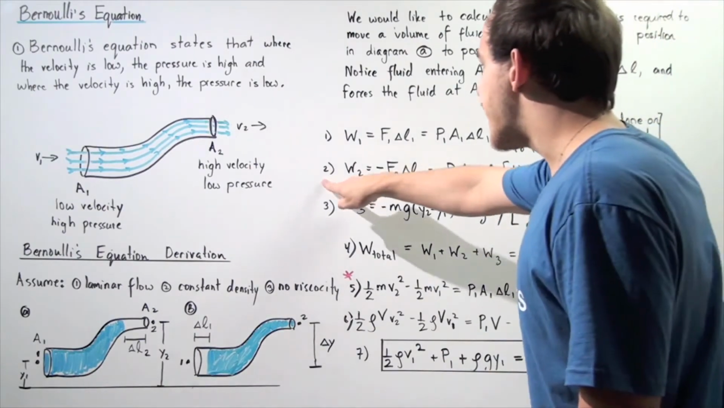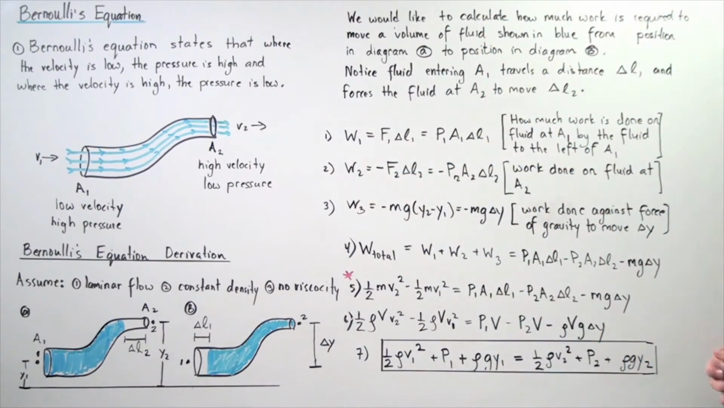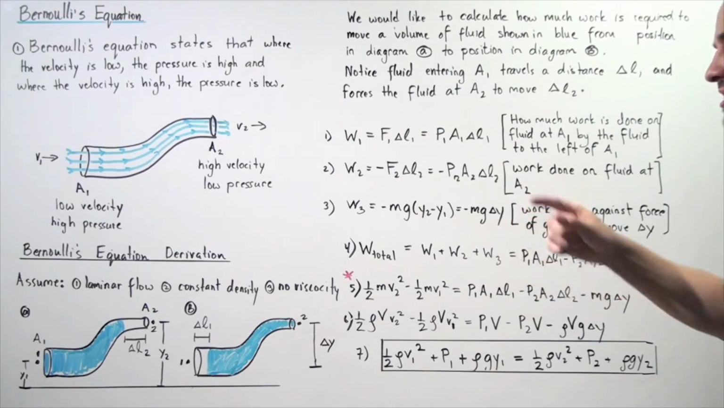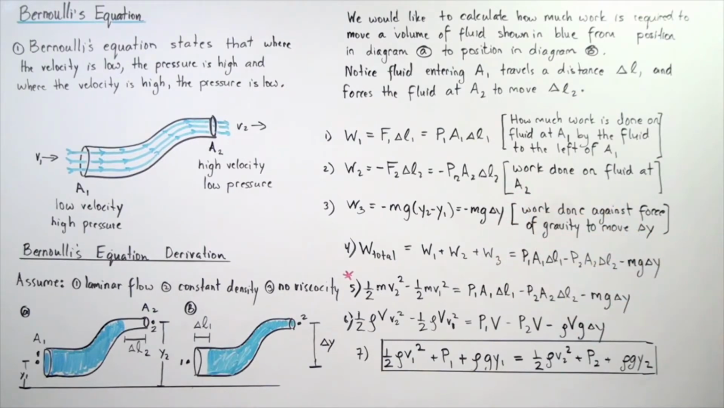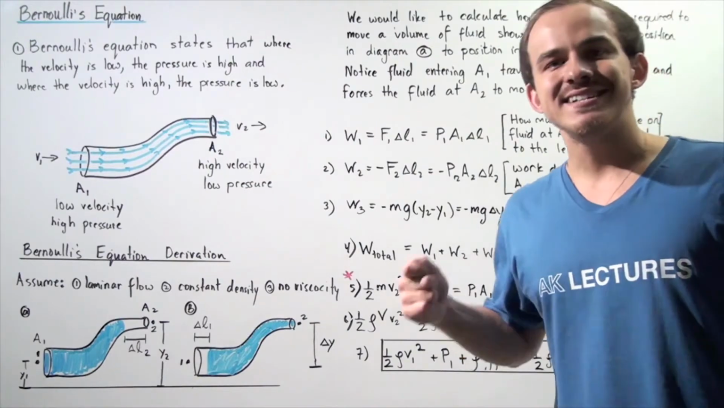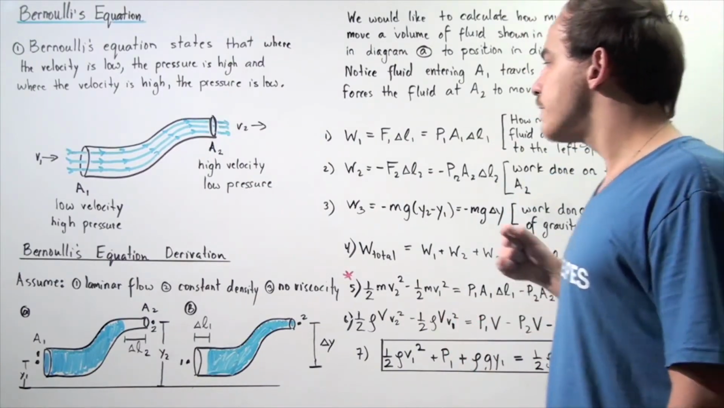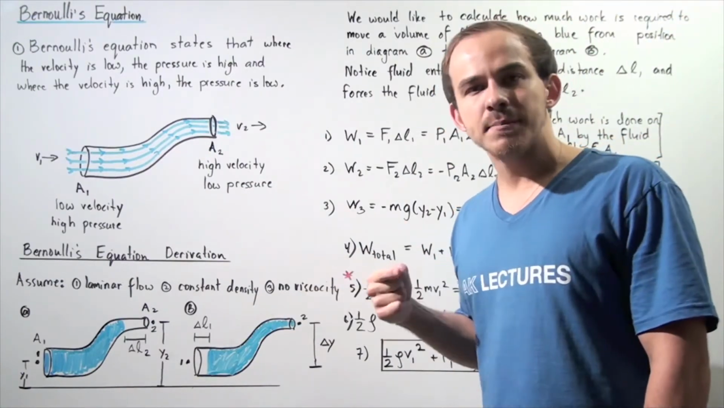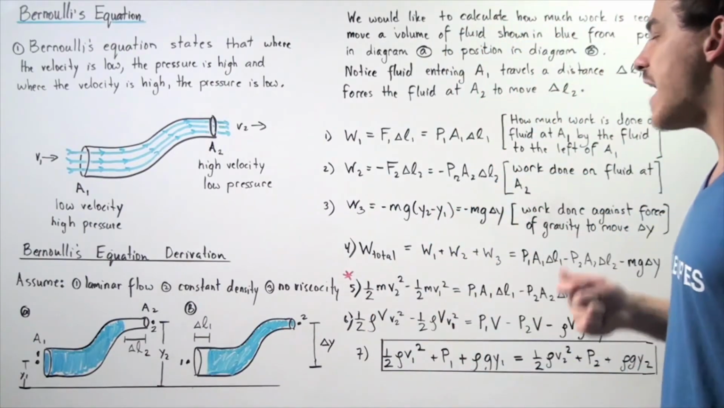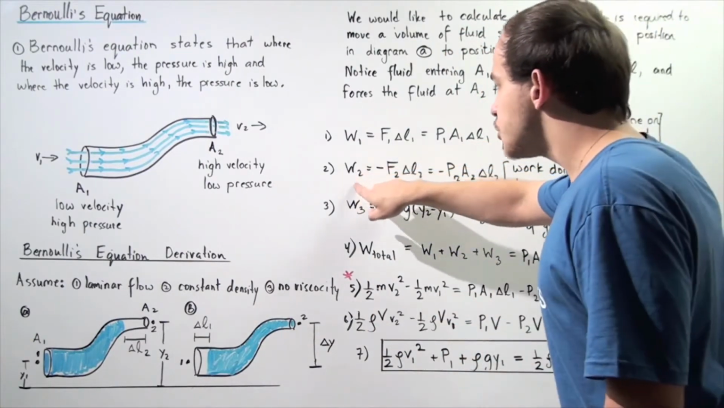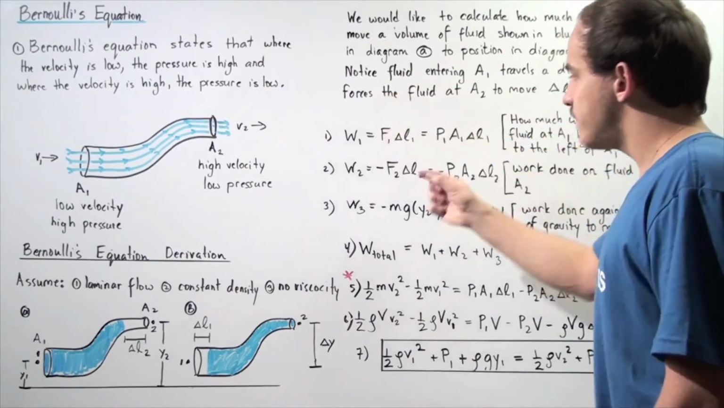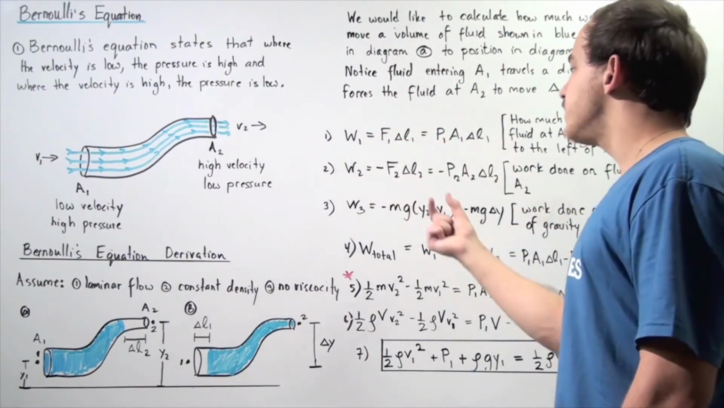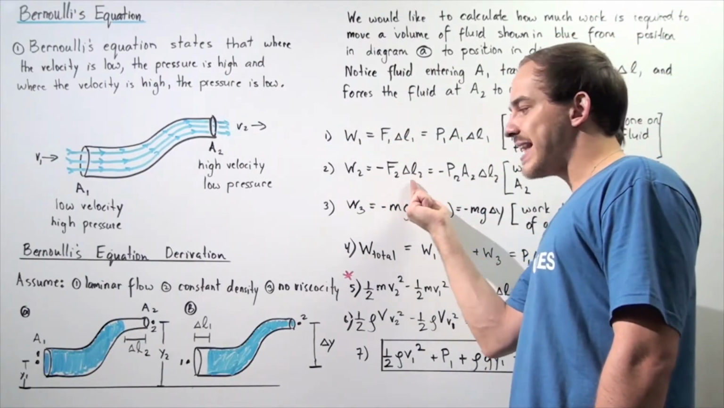Now let's look at point 2. Now we want to find how much work is done on the fluid at point 2 at cross-sectional area A2. Notice this work that is done is negative, and that's because the force that acts is opposite to the motion of our fluid. So work 2 is equal to negative force 2 multiplied by change in distance L2.